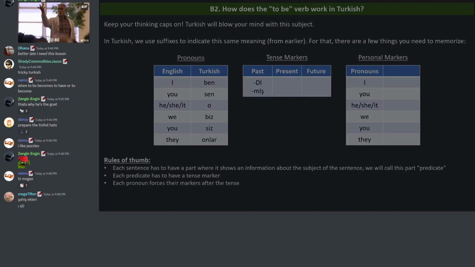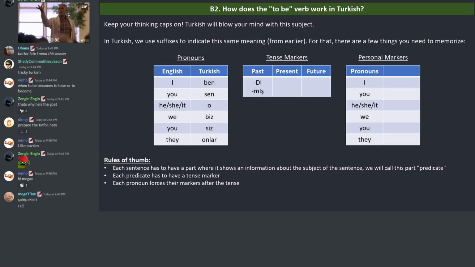For this distinction, we have two different suffixes, past and present. For tense markers, present is tricky, so I will just go with a dash like this, because as you will see in a bit, for the present we don't have any suffixes with the to be verb. Other verbs have them, like there's aorist, there's continuous, like the r suffix, yaparım, or the yor suffix, yapıyorum, but we are talking about the to be verb, and to be verb has no present and future. Let's talk about this acak suffix.